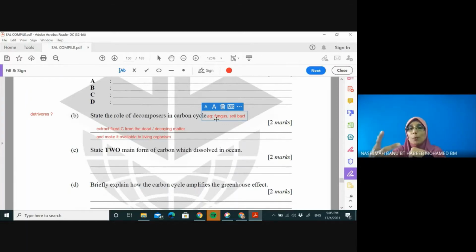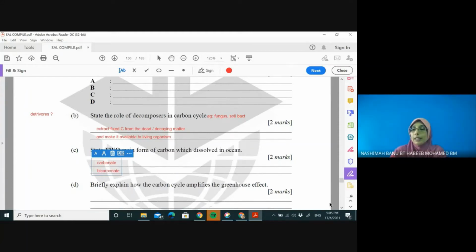Itu maksudnya decomposer, and comparekan dengan detrivore. Detrivore ni dia only feed, dia makan sahaja dan dia tak buat kerja lain. Okay, senang kita. Okay, two main form of carbon dissolve in ocean. Okay, so the first is a carbonate. Alright, and the second one, bicarbonate.